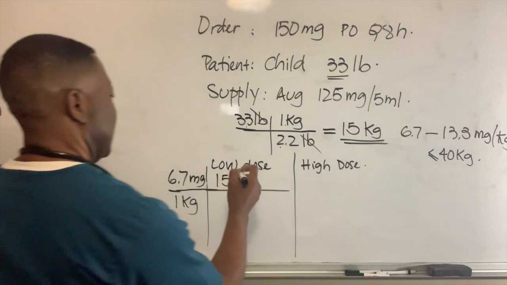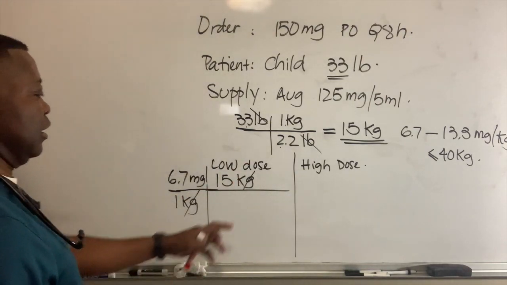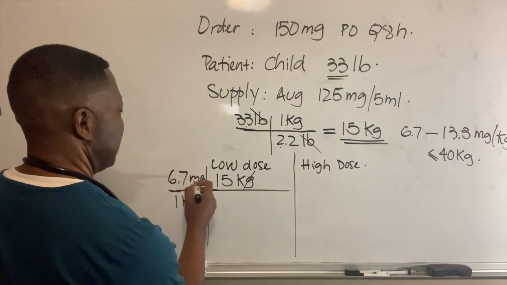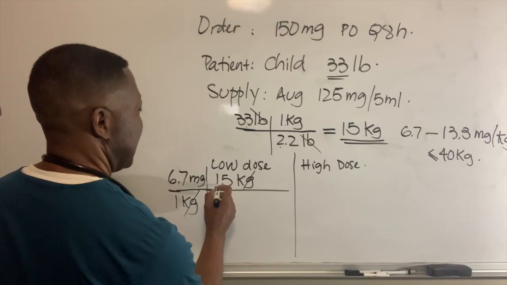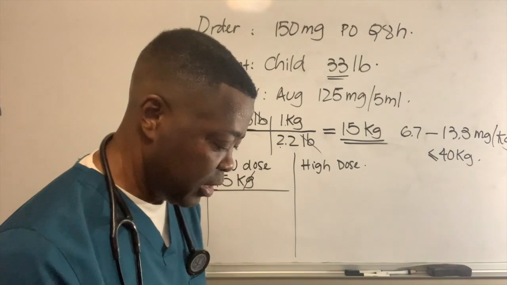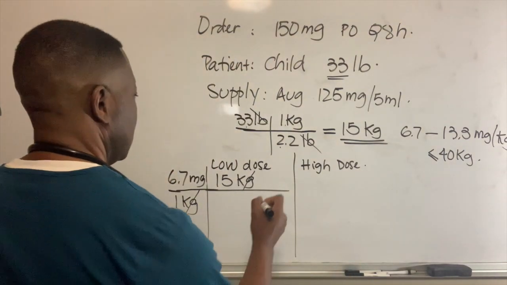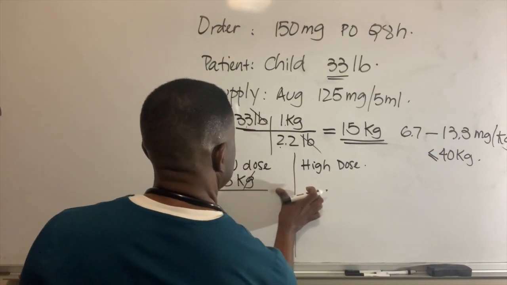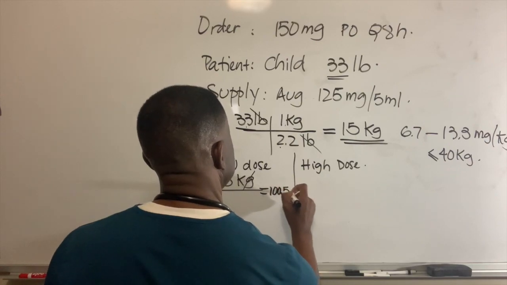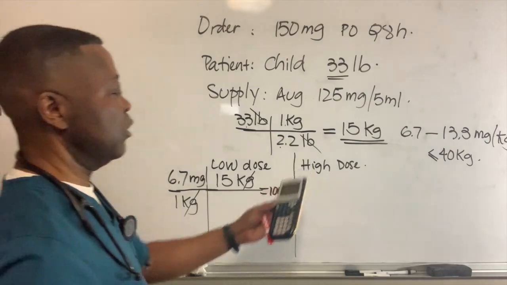Now here, kilogram and kilogram cancel out. I have 6.7 milligram times 15. What's 6.7 times 15? It's 100.5. So here, the low dose is 100.5 milligrams. That's the low dose. How about the high dose?